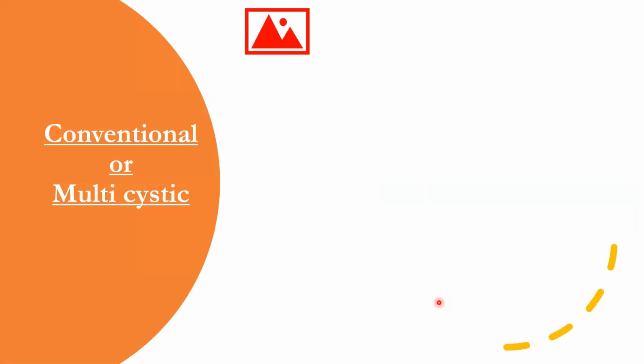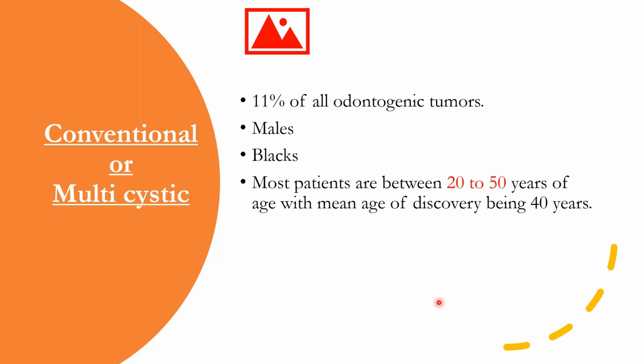Because the conventional type, or the multicystic type, is the most common, we'll start by discussing the features of that. The clinical features in this particular type are that it makes up 11% of all odontogenic tumors. It is more common in males, and blacks are most commonly affected. Most of the studies are done in Western countries, and that is why all your comparisons are between blacks and whites. It's nothing else. Most patients are in the age group of 20 to 50, and usually the mean age of discovery is about 40 years.